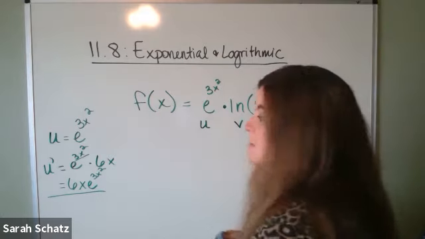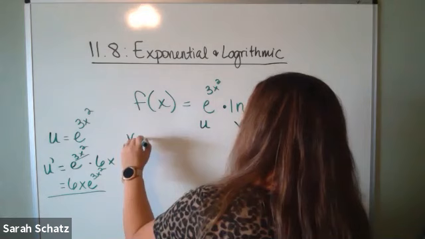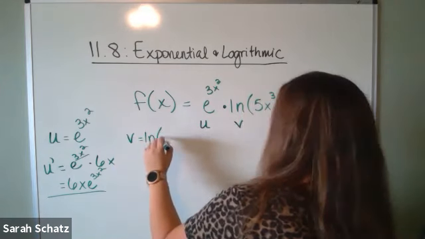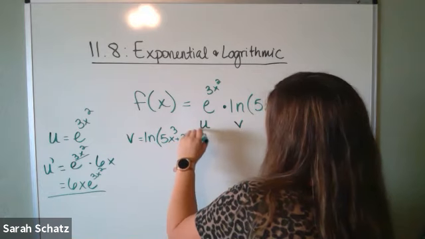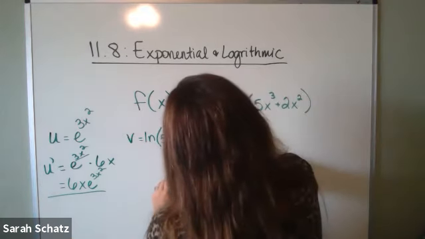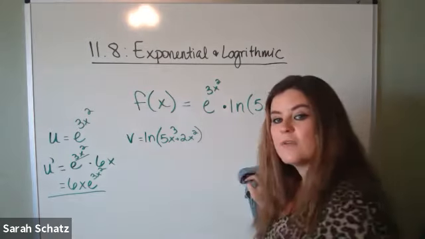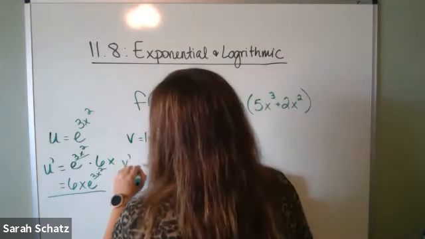Let's do the v's, you guys. So v is the natural log of 5x cubed plus 2x squared. Let me erase that u and v here. So let's find the derivative of v.